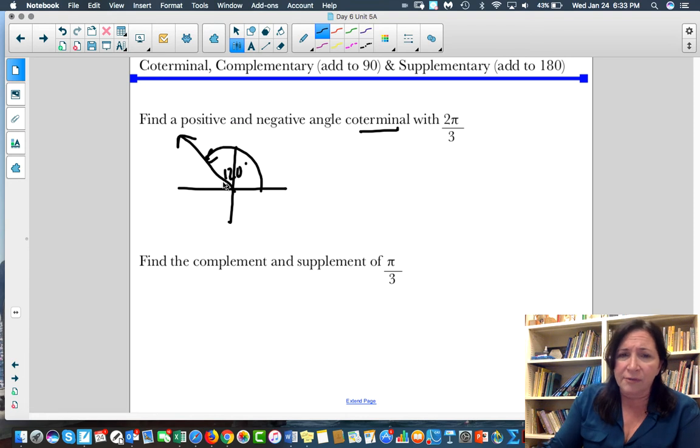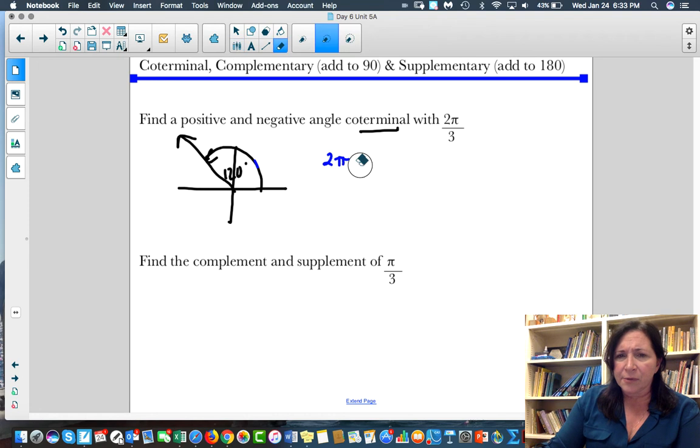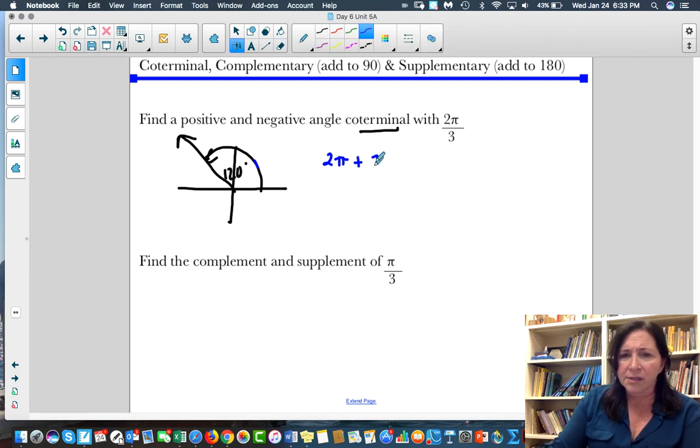Now, what I could have done is go another positive value, all the way around and come back, meaning I can go 2 pi plus 2 pi over 3. Well, that's 2 and 2/3 pi. Again, don't leave it like that. That's going to be 6, 7, 8/3 pi. And so that would be a coterminal positive angle.